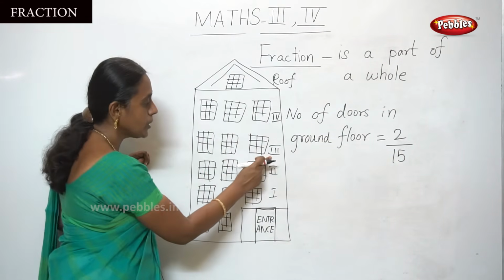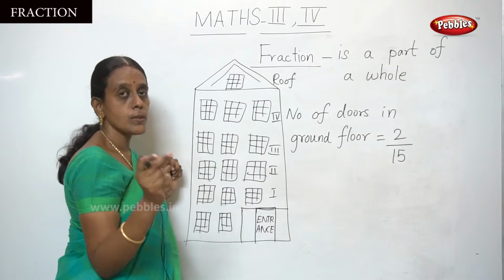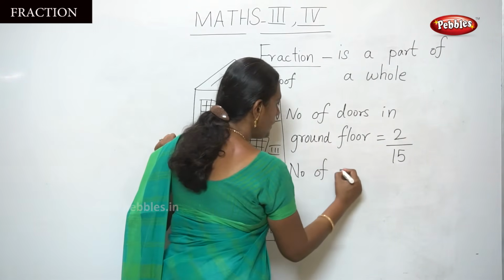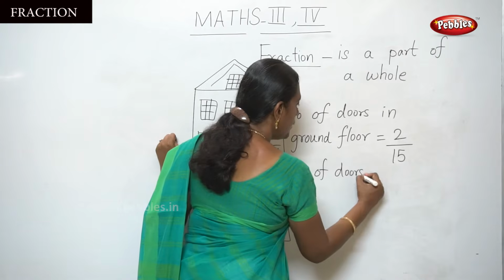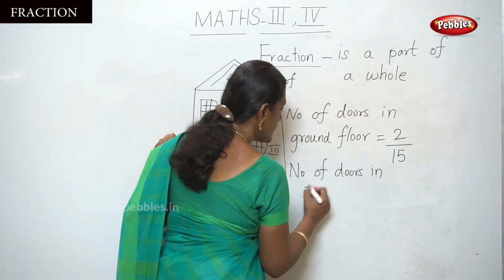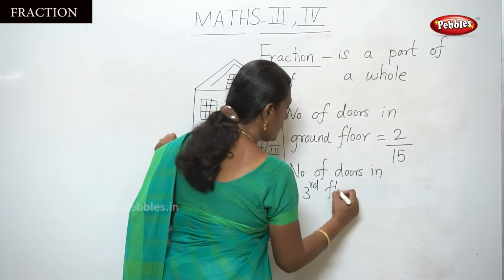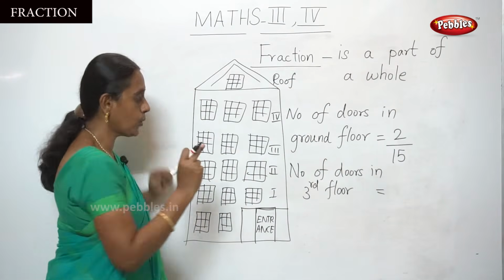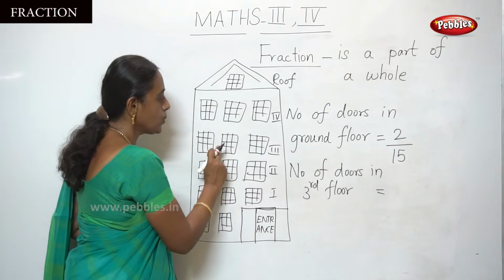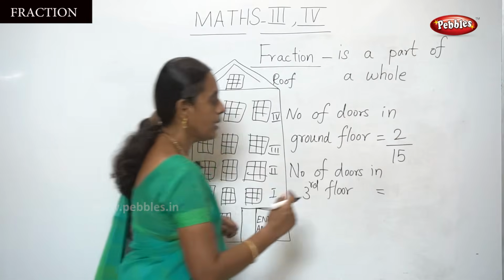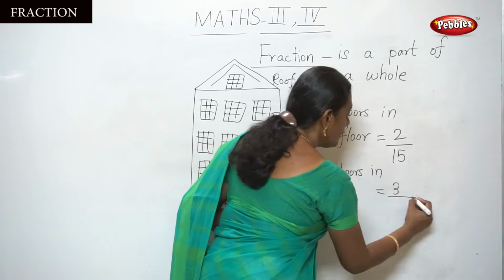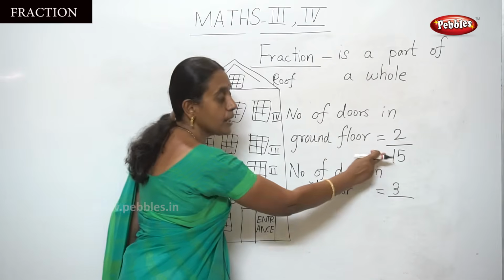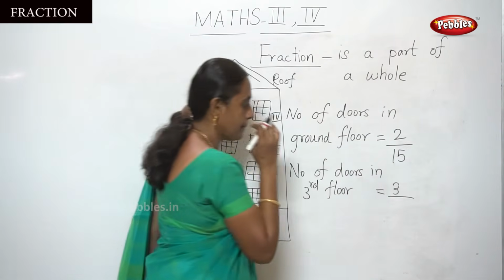Similar to that, here is the number of doors in the third floor. Here in the third floor, you have to count the number of doors, that is 1, 2 and 3. Put the number 3 divided by the total number of doors we have already counted, that is 15.